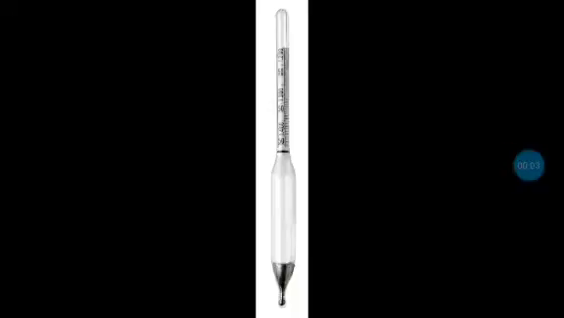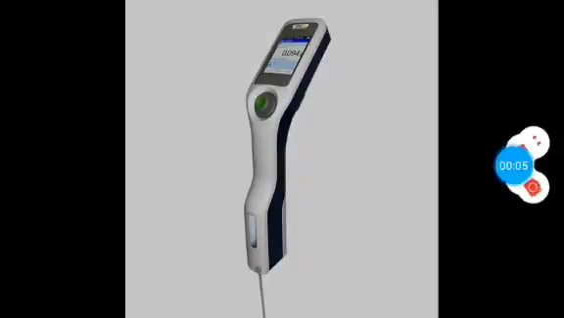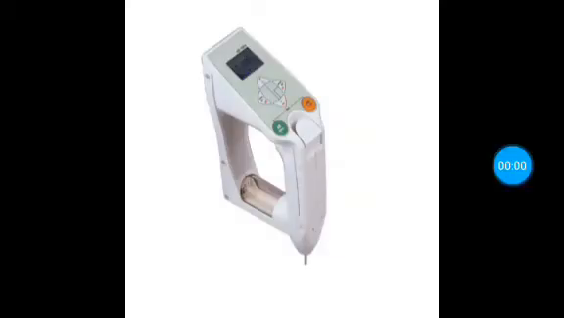Density is also another derived physical quantity, and this is the instrument by which we measure density. It is known as hydrometer. A digital version of hydrometer is shown here. There is also another digital version of hydrometer.